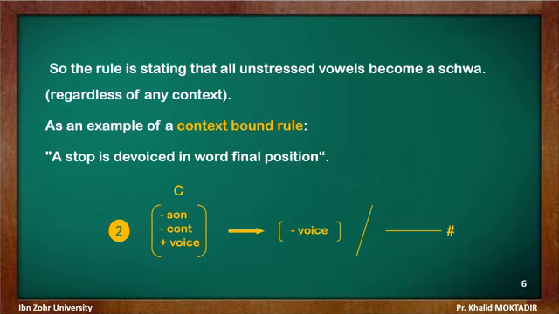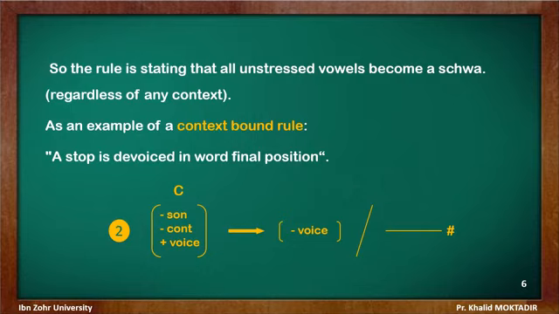That's how we're going to represent the rule. The stop is represented by the feature matrix: minus sonorant, minus continuant, plus voice. On the right side of the arrow, as we said, we mention only the feature that has changed. It becomes voiceless. And then the slash separates the change from the context on the right side of the slash. Now the context, if you go back to your rule notations, means word final position.